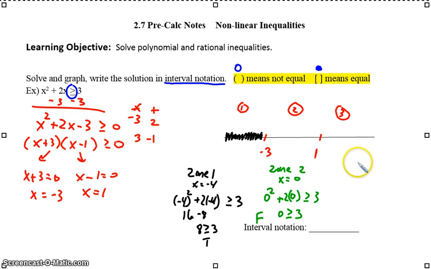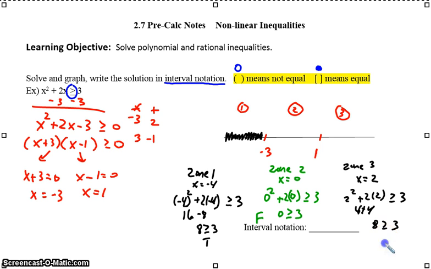And then finally, we'll pick zone 3. Pick a number that's bigger than 1, so I'll just use 2. So we'll do 2 squared plus 2 times 2 and see if that's greater than or equal to 3. Well, 4 plus 4 is 8, so I get 8 is greater than or equal to 3. So that's true. So that means I'm going to shade that zone also.